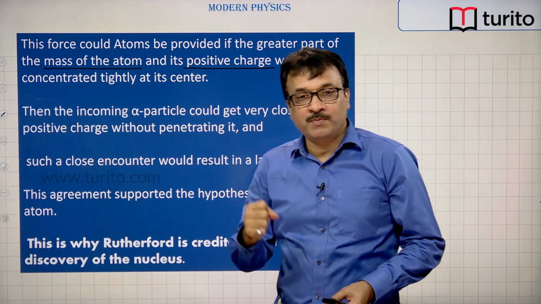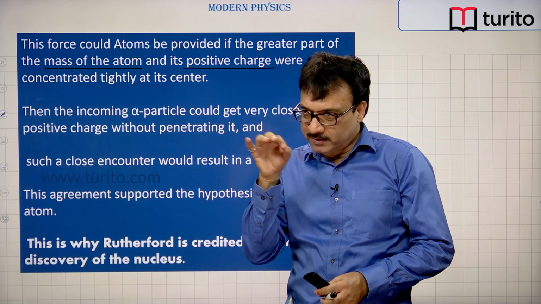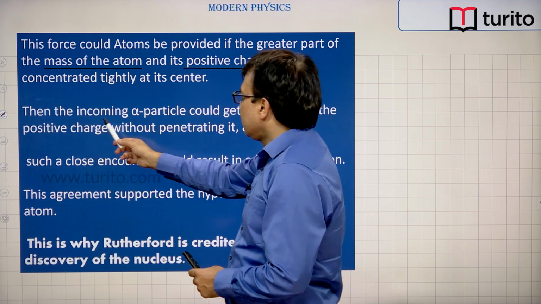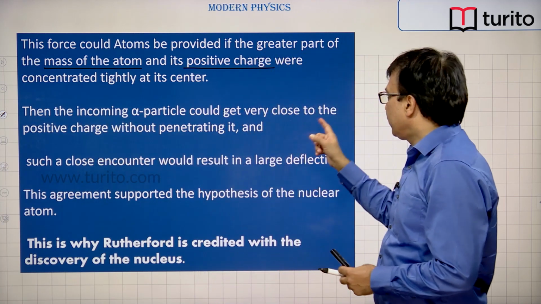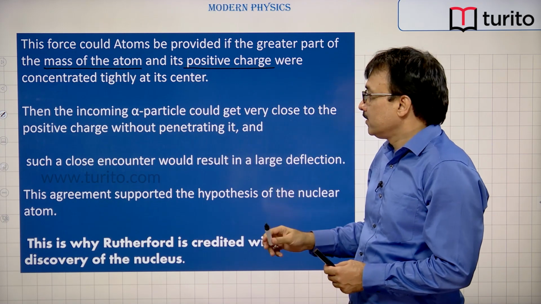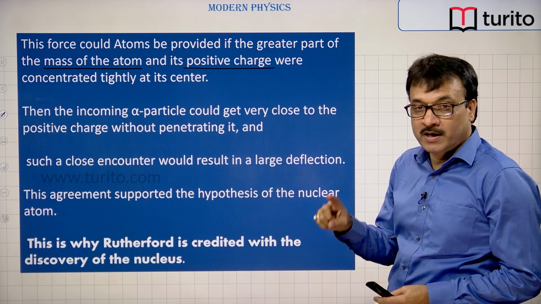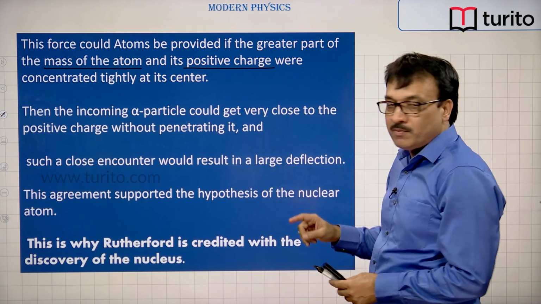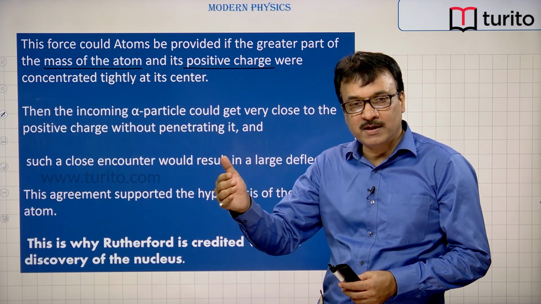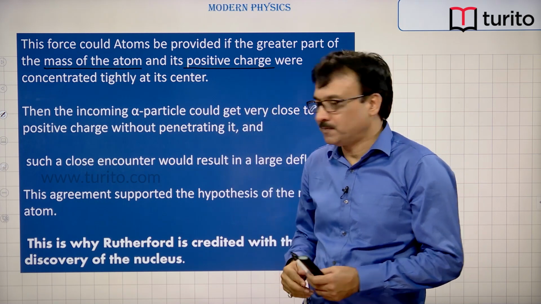And to give the strong repulsive force, the positive charge also must be concentrated at the center in a small volume. This was the argument. Then the incoming alpha particle could get very close to the positive charge without penetrating it, and such a close encounter would result in large deflection. So, to get large deflection, the encounter must be such that a massive particle collides with a particle of greater mass, and the charge must also be concentrated in a small region.